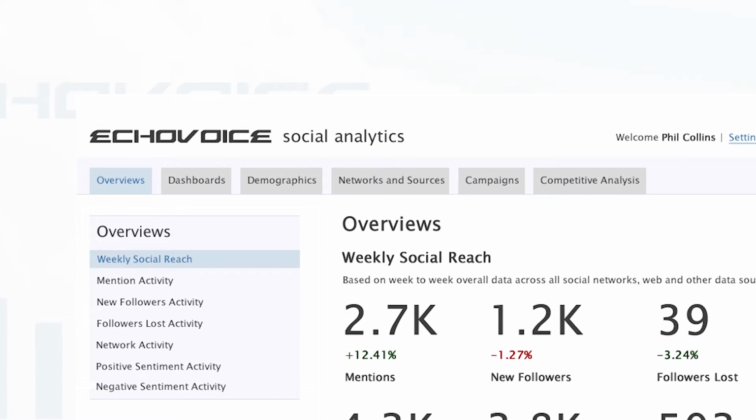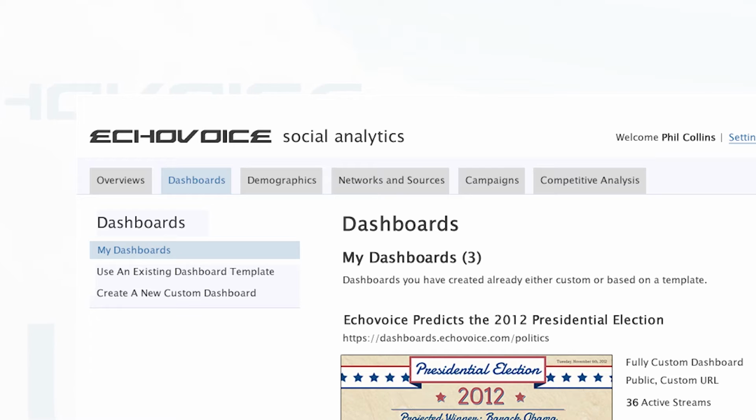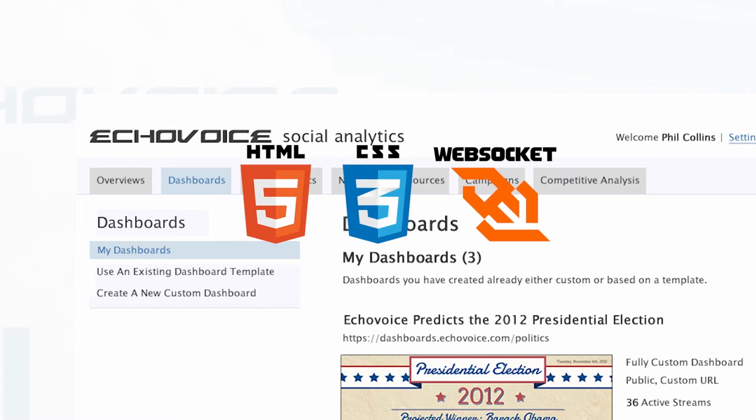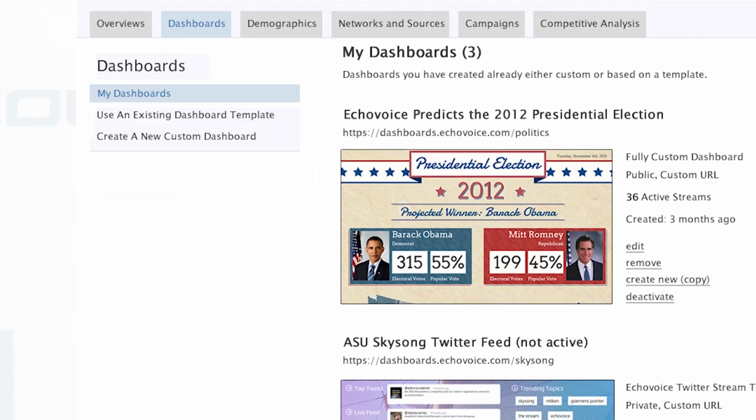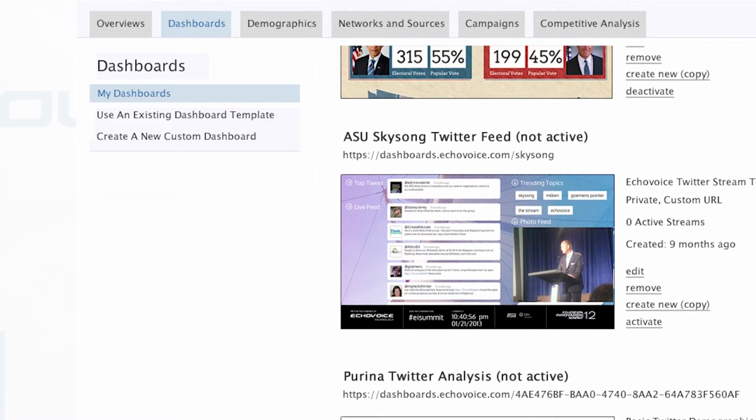Building social dashboards has never been easier. Our dashboards are powered by leading industry technologies such as HTML5, CSS3, and WebSocket. Echovoice provides templates and an easy-to-use dashboard designer, providing full control over the displayed metric.